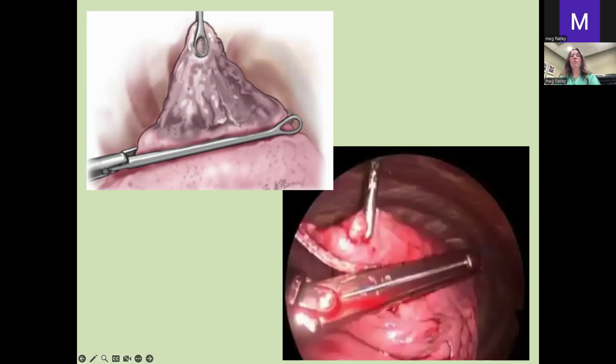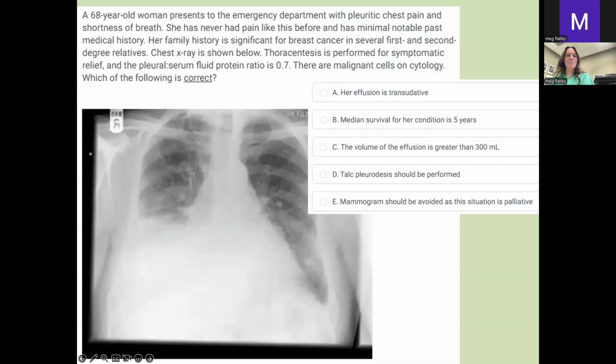And then what else do you do in that surgery after you do your blebectomy? Yeah, that is true, but it shouldn't. There is an answer, and it's a pleurodesis. There are different kinds of pleurodeses. Yeah, a mechanical pleurodesis with a Bovie scratch pad is most commonly utilized. Okay, we'll move on here.